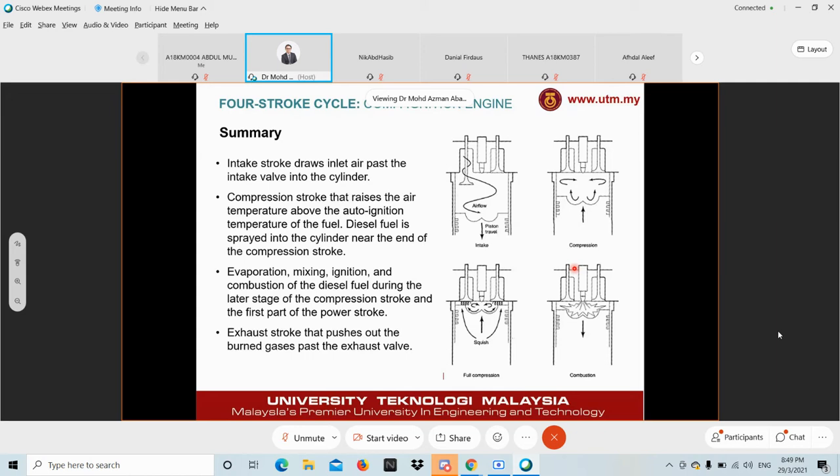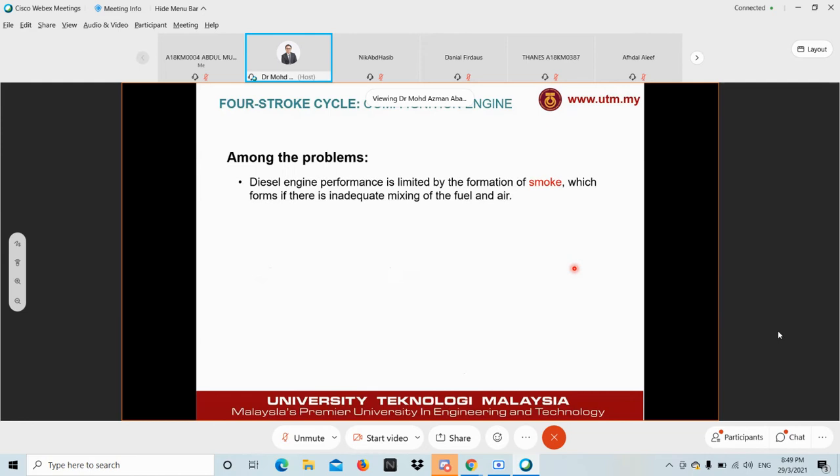Okay. Evaporation, mixing, ignition, and combustion of the diesel fuel happen during the later stage of the compression and the first part of the power stroke. So it's in between the compression and also the power stroke. And you have the exhaust stroke that pushes out the burnt gases past the exhaust valve. This is exactly the same as the SI engine as well.